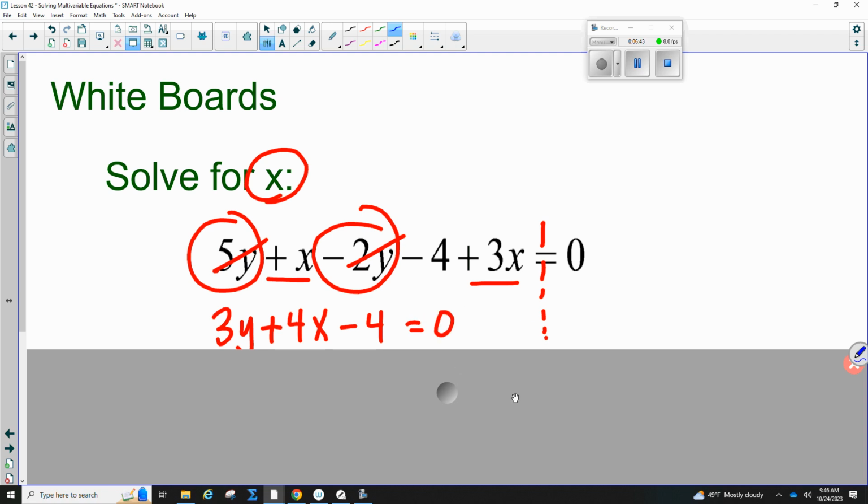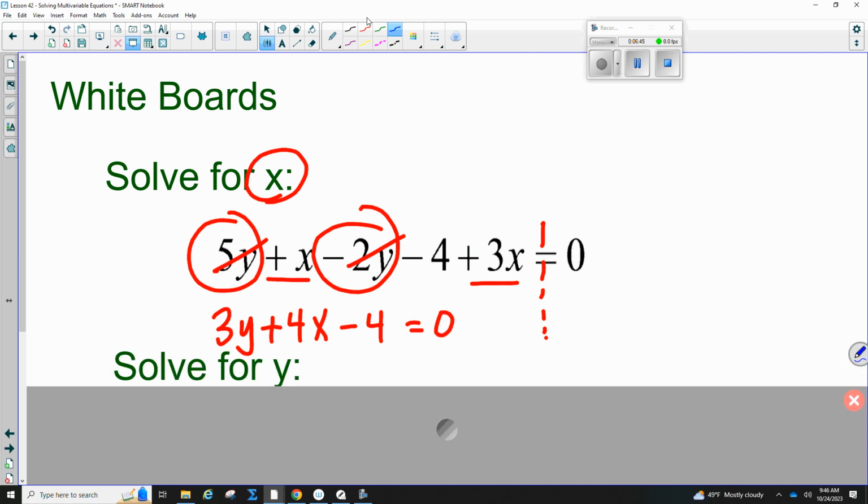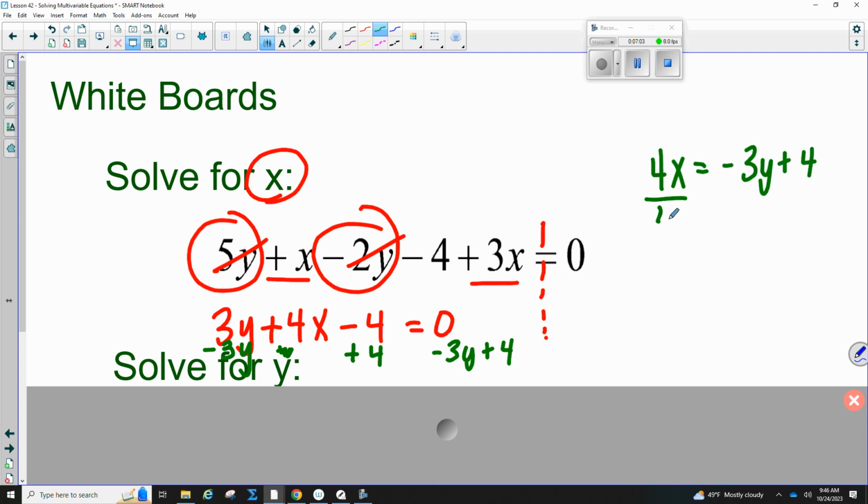All right, so then I need to move these two pieces over. Just kidding, I'm solving for x, so I need to move this piece over, minus 3y plus 4, minus 3y plus 4. Running out of room, so I'm going to work over here. I've got 4x left, and then I have negative 3y plus 4, and then I want you to divide each piece by 4. So we get negative 3/4 y plus 1.